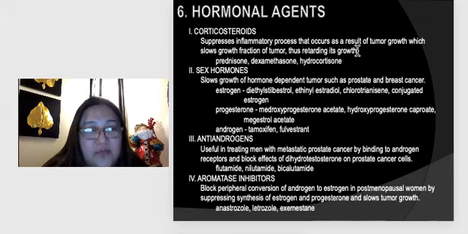And lastly, of the hormonal agents are the aromatase inhibitor. They block peripheral conversion of androgen to estrogen. Kanino naman ito very effective? To those na may mga cancer, especially in postmenopausal women, because it suppresses the synthesis of estrogen and progesterone. Therefore, it will slow down the tumor growth.